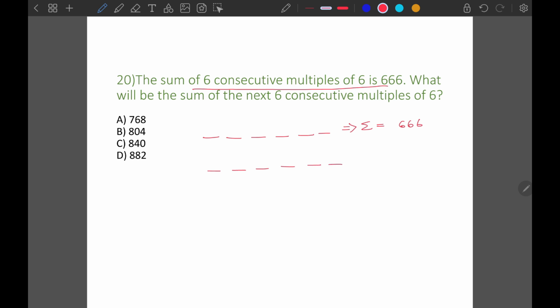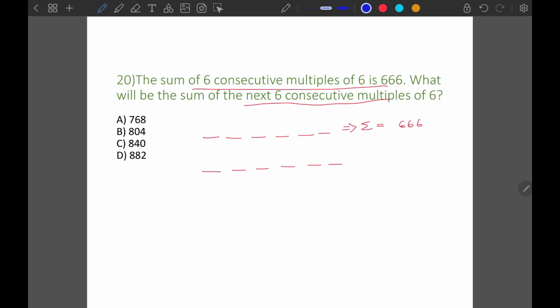Okay. First, we need to understand the question a bit better. What does the next 6 consecutive multiples of 6 mean? Let us suppose the last number of the first set is 36. Then the next set should start with the next multiple of 6 after 36, that is 42. This is what the next consecutive multiples of 6 means. I hope you have a good understanding of the question. Let us try to solve it.